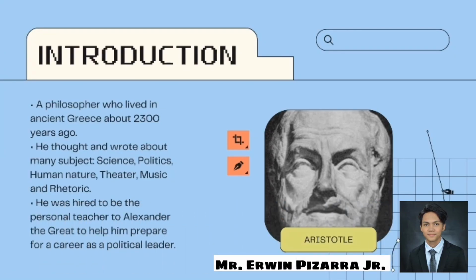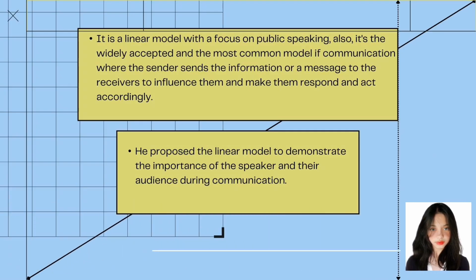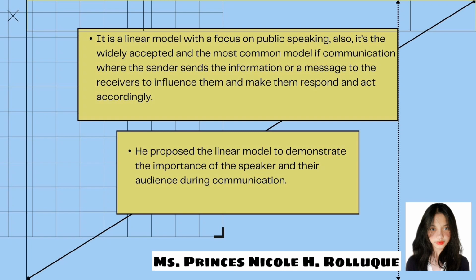Thank you, Mr. Marimon. And next, let's call Mr. Rilioke to define Aristotle's model of communication. Aristotle's model of communication is a linear model with a focus on public speaking, and it is also a widely accepted and the most common model of communication where the sender sends the information or a message to the receivers to influence them and make them respond and act accordingly.